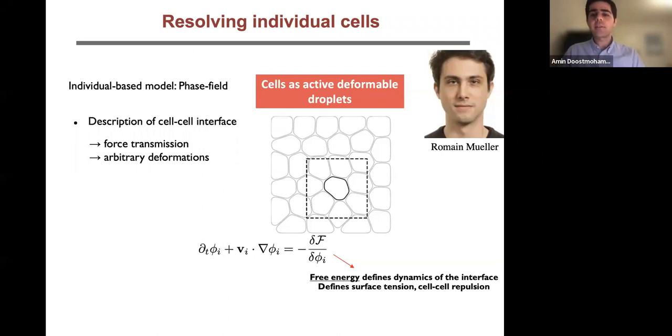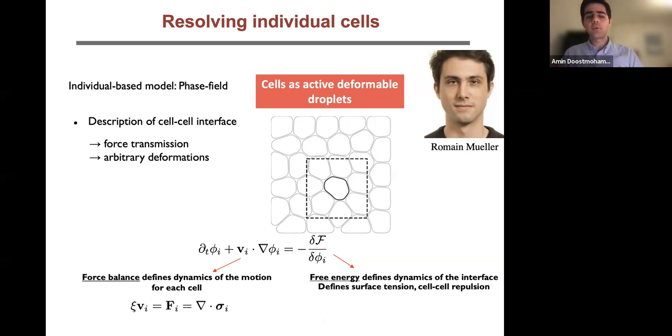But we can drive this system out of equilibrium by including this advection term. And what is nice about this is that then the velocity of each cell is determined from a force balance. So we have a friction that is balanced by a force, and the force we can write as a stress. So all we need to do is to define the stress tensor.